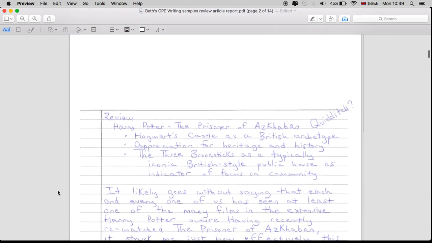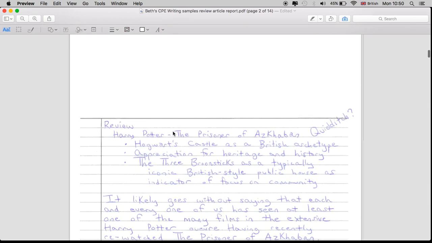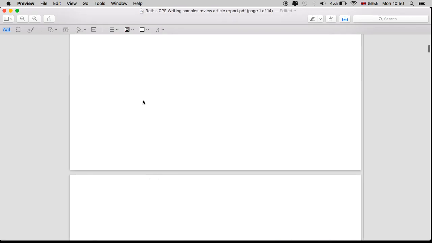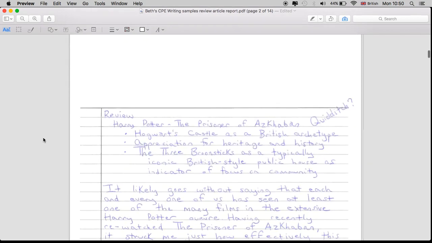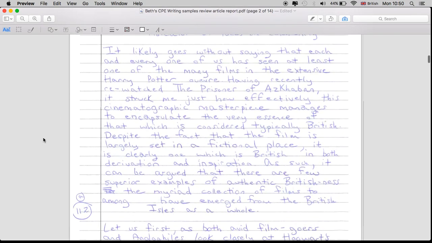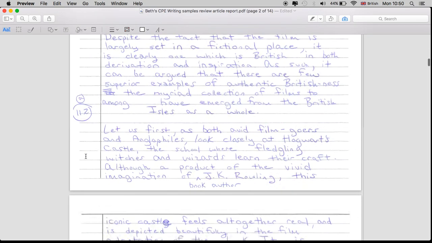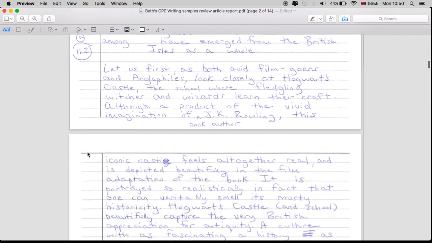Okay, so there's my first point. And again, it's an intro, right? Just an introduction to the very task and what I'm writing about, Harry Potter, and this film in particular. Okay, now I'm moving on to, what am I writing about here?